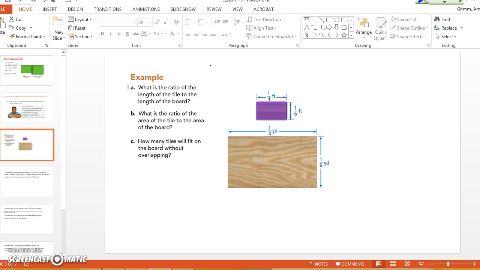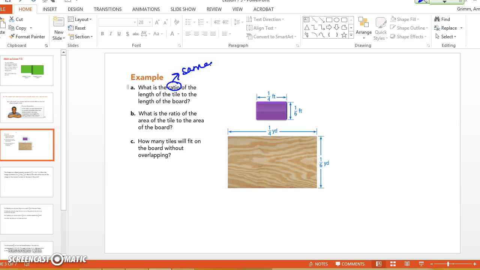So the first one says, what is the ratio of the length of the tile to the length of the board? So this is supposed to be like, I don't know why you'd have a purple tile, but maybe you're just really fancy. And so they want to see purple tile, this is just a board, and we're going to put it on top of that board. So they use the word ratio, so that tells us what? Same units. Okay, are they currently in the same units? No, so we're going to have to do some converting.